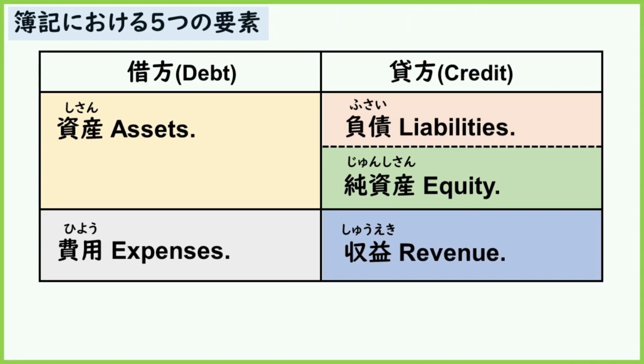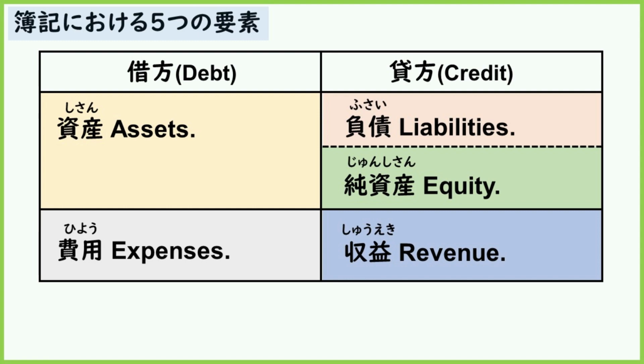Next, I will explain 5 elements in bookkeeping. This table is the most important in this video. Memorizing this table as quickly as possible is necessary for improving your bookkeeping skills. When classifying account names, they can be divided into 5 elements as shown in the table. Assets, liabilities, equity, expenses, and revenue.